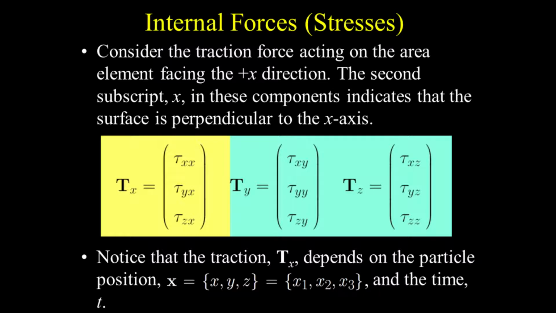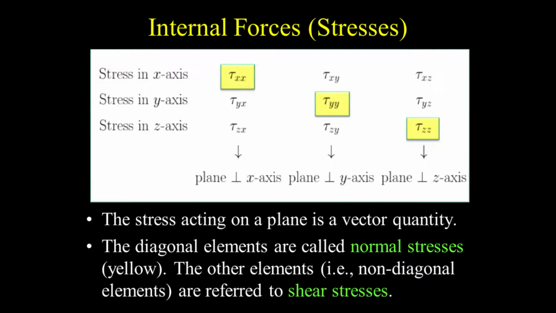Consider the traction force, shown in yellow, acting on the area element facing the positive x direction. The second subscript, x, in these components indicates that the surface is perpendicular to the x-axis. Notice that the traction, Tx, depends on the particle position and the time. Here is a good way to remember the description of stresses. The stress acting on a plane is a vector quantity. The diagonal elements are called normal stresses. Those are shown in yellow. The other elements, that is, non-diagonal elements, are referred to as shear stresses.